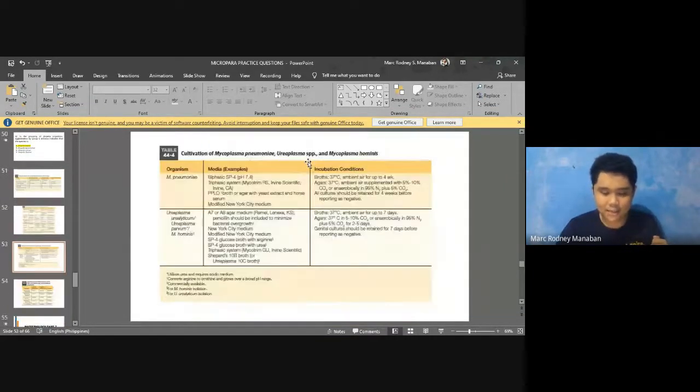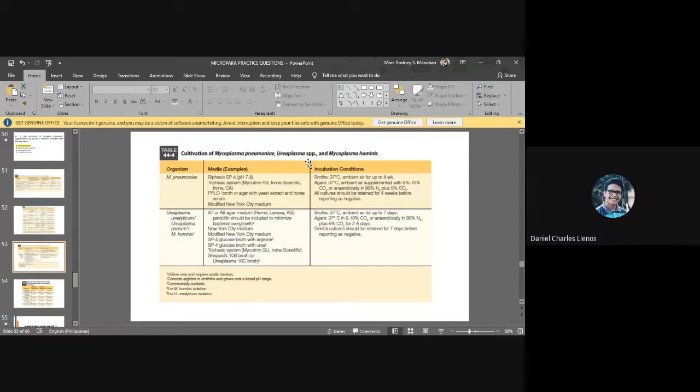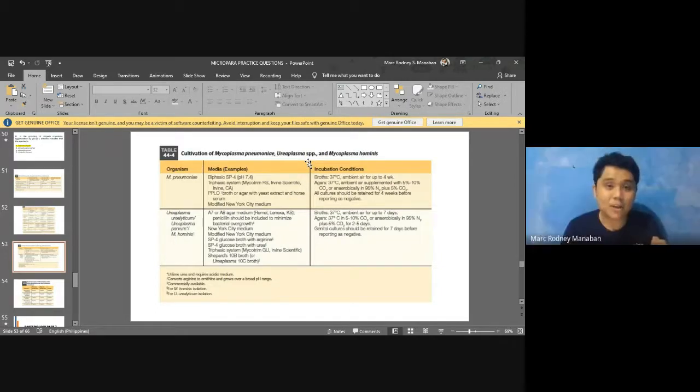All right. Okay. Next, the mycoplasma. Of course, take note, Ureaplasma and M. hominis, these are sexually transmitted diseases. M. pneumoniae, again, the disease it causes, Mycoplasma pneumoniae, what type of pneumonia? Atypical or walking pneumonia. Primary atypical pneumonia or walking pneumonia.